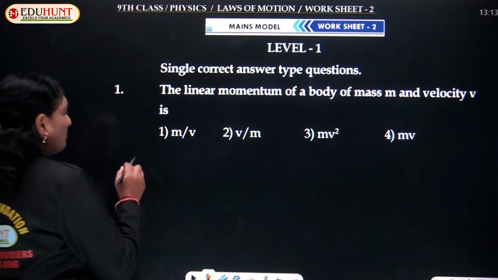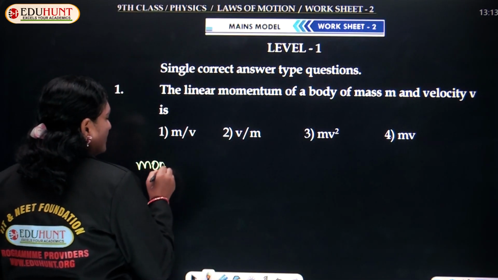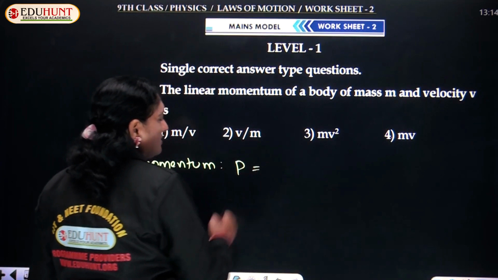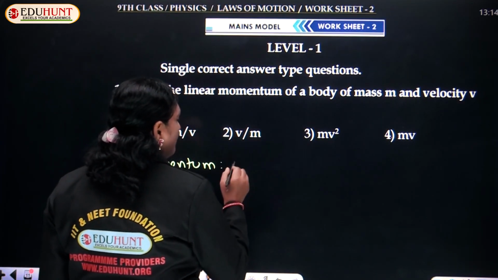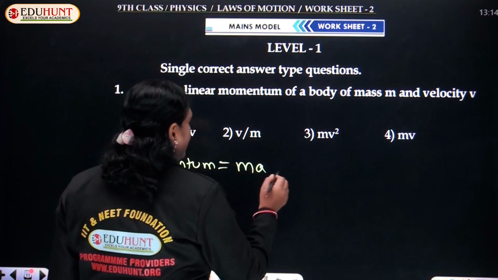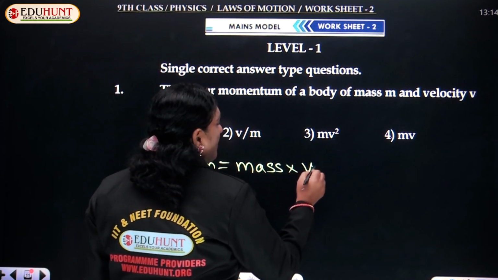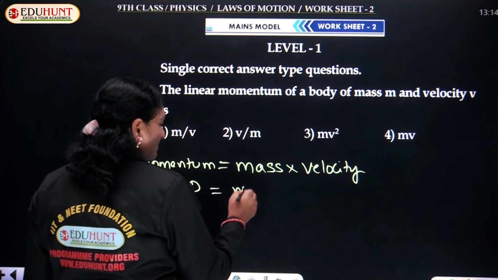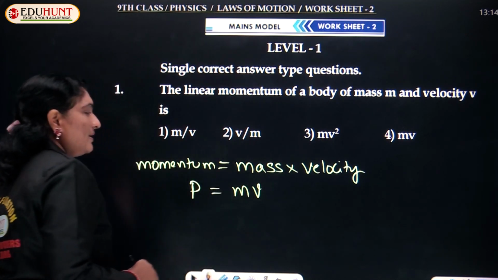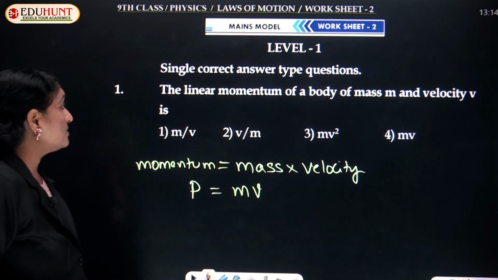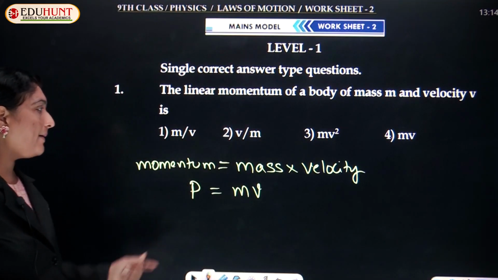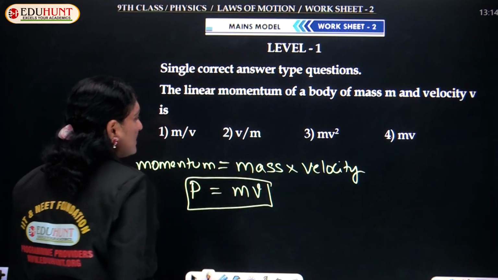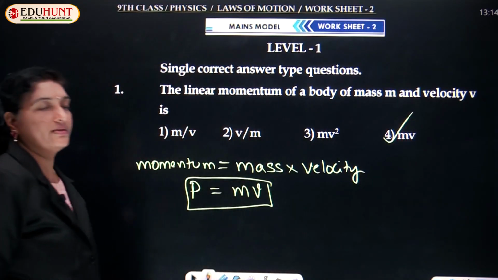Children, as we know that momentum or linear momentum, indicated with the letter P, is given as the product of mass and velocity. Momentum or linear momentum is nothing but the product of mass and velocity of the body. It is indicated with the letter P, which equals mv. Well, momentum is a vector quantity. So, the linear momentum of a body of mass m and velocity v is given by P equals mv. So, where is mv? Here the fourth one is your correct option.